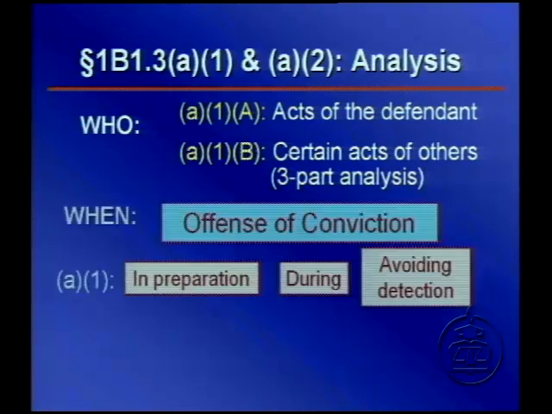You're looking at 1B1.3(a)(1)(A), 1B1.3(a)(1)(B). You're looking at acts of the defendant and also potentially certain acts of others. And Rachel talked about that three-part test: scope of the defendant's undertaking, were those acts in furtherance of that, and then was it reasonably foreseeable? The first thing we want to look to is, did these acts occur during the offense of conviction? Did they occur in preparation for that offense of conviction, during the offense of conviction, and in avoiding detection for that offense of conviction?